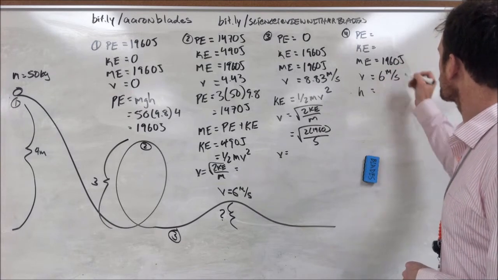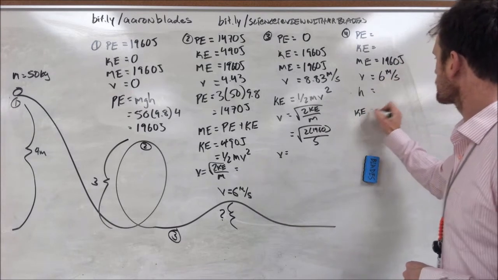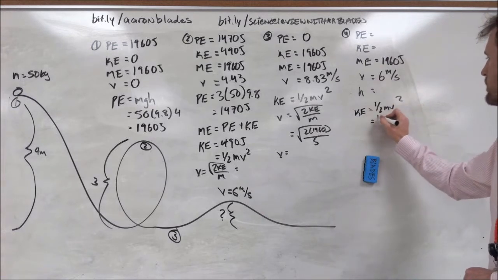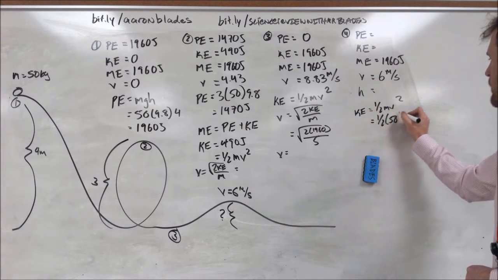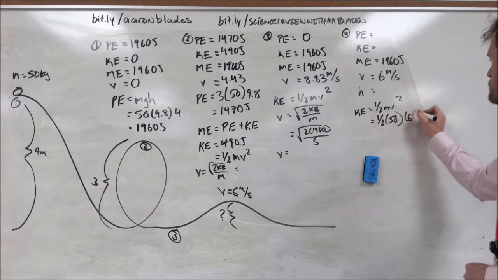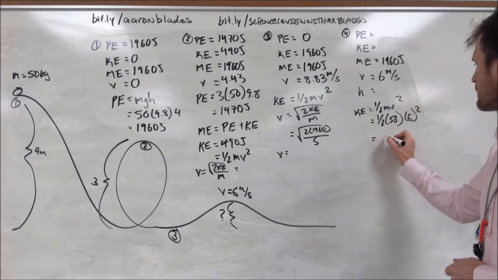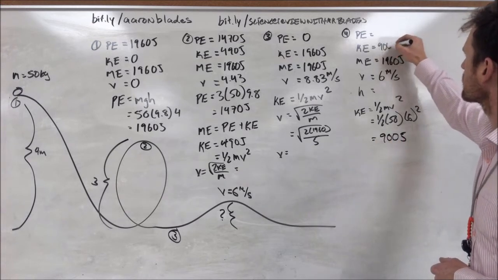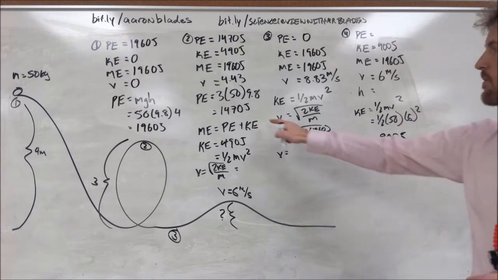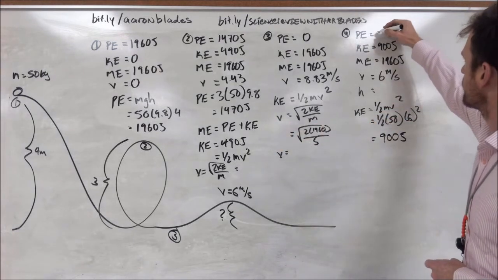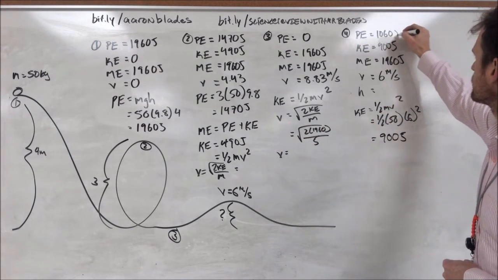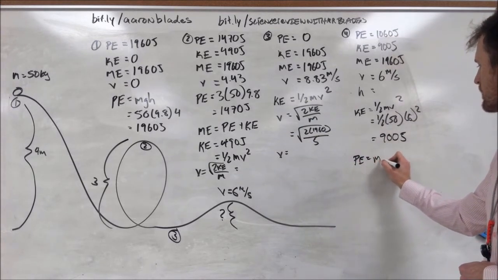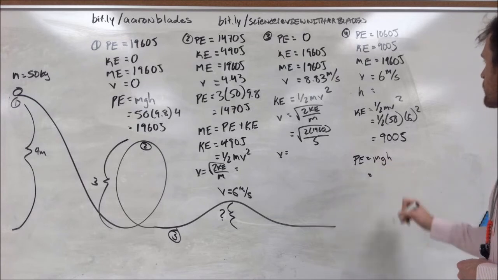Last, we are given a velocity, so we can calculate our kinetic energy there. 1/2 mass times velocity squared, or 1/2 times 50 times 6 squared, which is equal to 900. And just like we did before, we can subtract that 900 from our 1960 and solve for 1060 joules of potential energy, and use our potential energy equation to solve for the height.